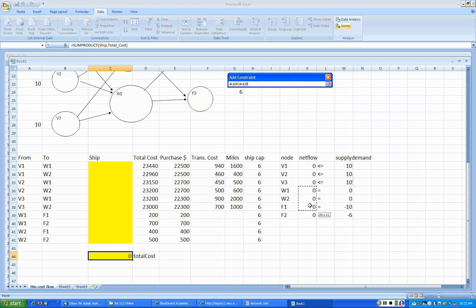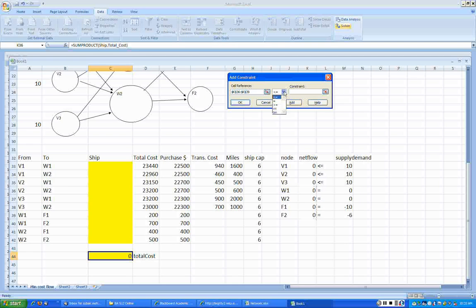So let's just block all of them into one, equal to that. Okay, now we've got the relationships. The amount that we ship has to be less than or equal to the capacity on those routes, and the supply and demands of these vendors, warehouses, and factories need to be satisfied.